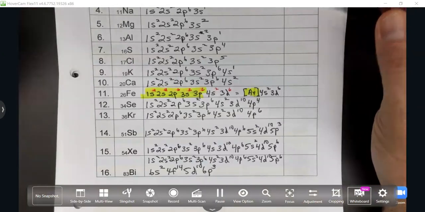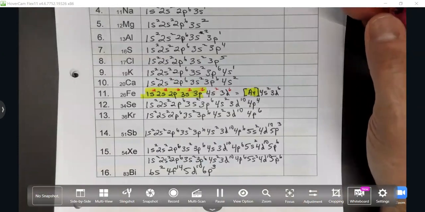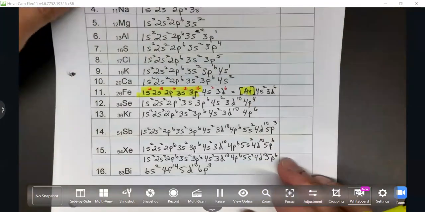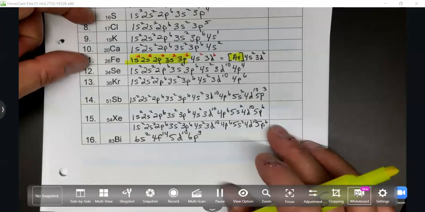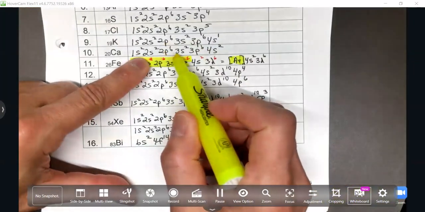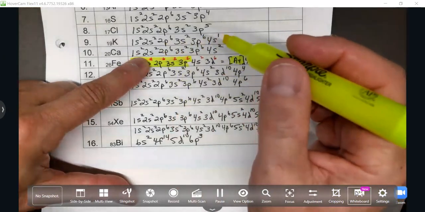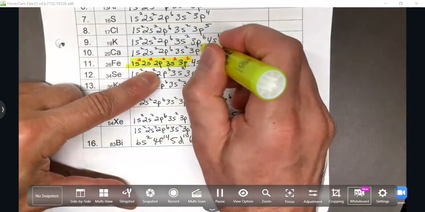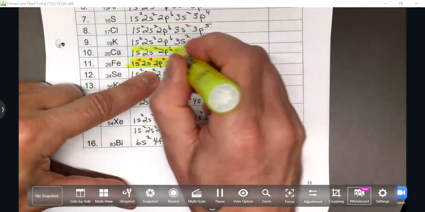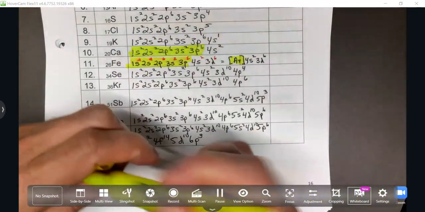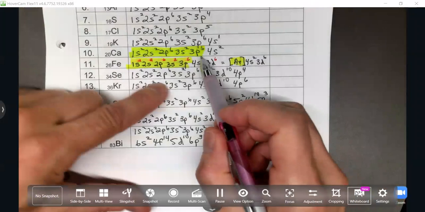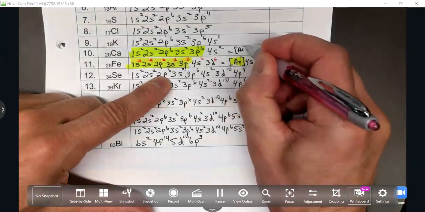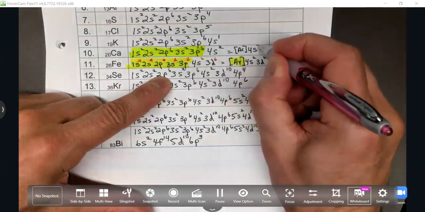Now, I want to remind you that all of these electron configuration notations are on your periodic table as a shorthand. So if we did the shorthand for calcium here, the previous noble gas is right here. So the shorthand for calcium, that right there would be argon. So you would have argon in brackets and then 4s2.